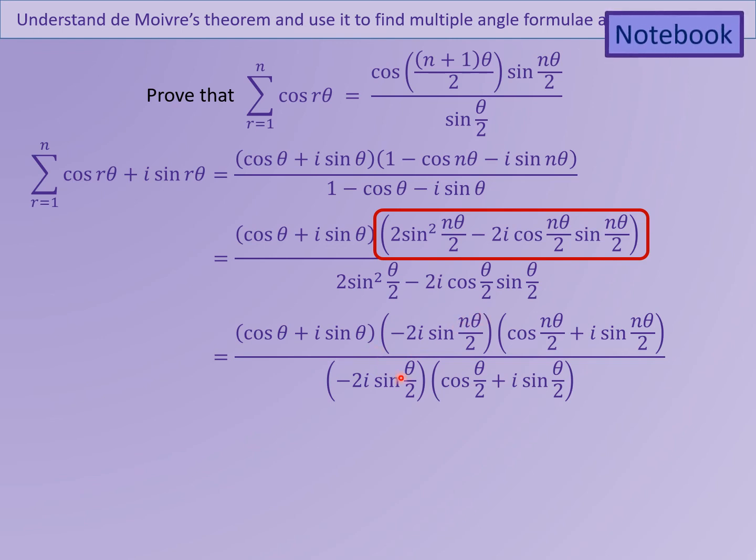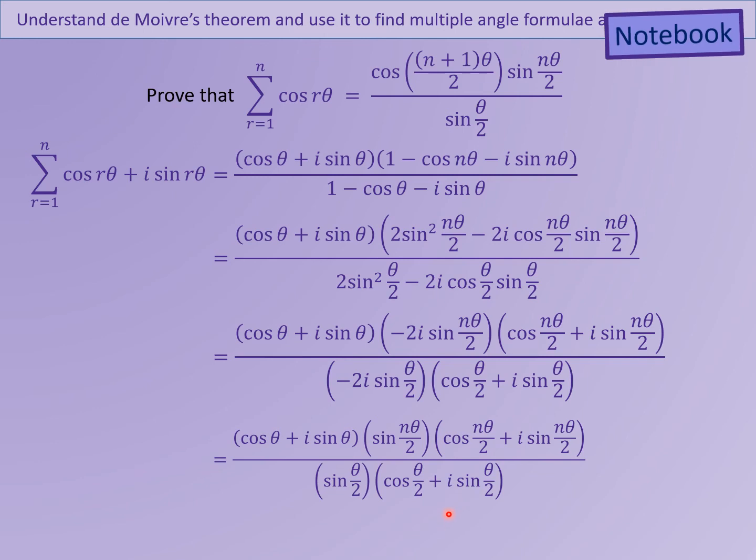Because now we can cancel these two parts out. Or not all of it, sorry, because the n theta over 2 and the theta over 2 can't cancel, but the i's can definitely cancel. I will get down to this part just here.